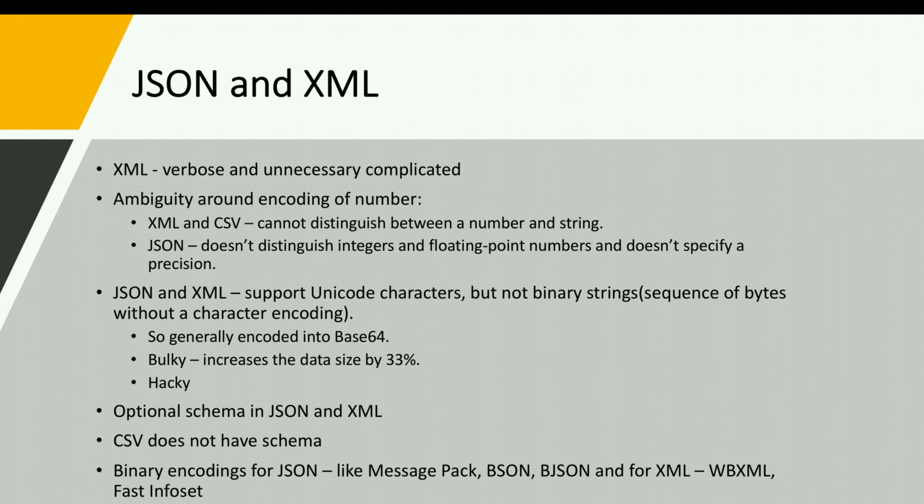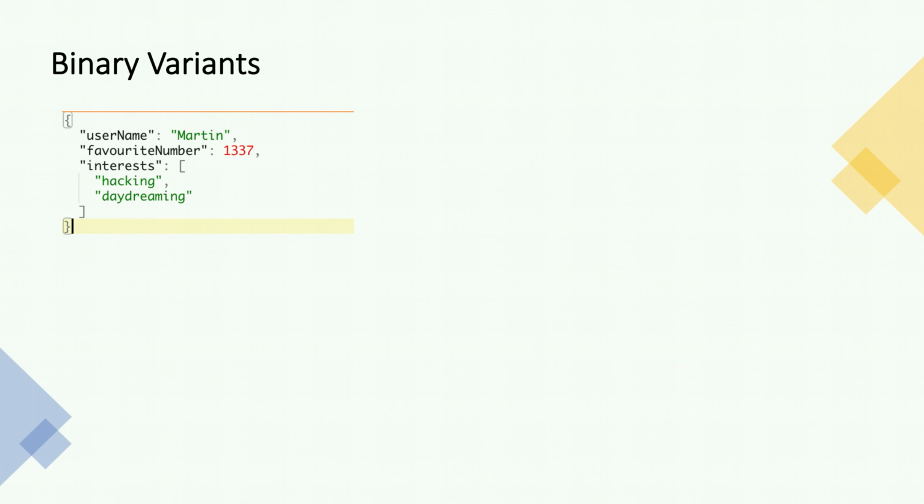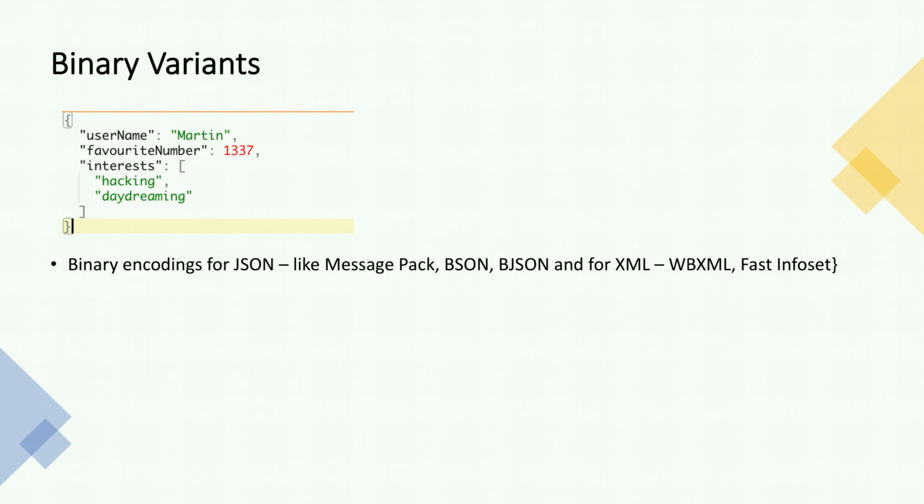So this observation led to the development of binary encodings for JSON and XML. For JSON, we have MessagePack, BSON, BJSON, and for XML, other formats. These formats have been adopted, but they are still not as widely adopted as the textual versions of JSON and XML. So let us see some binary variants. We all understand that JSON and XML are verbose and take a lot more space than binary encodings. We saw some binary encodings for JSON like MessagePack, BSON, BJSON, and for XML like WBXML and FastInfoSet.